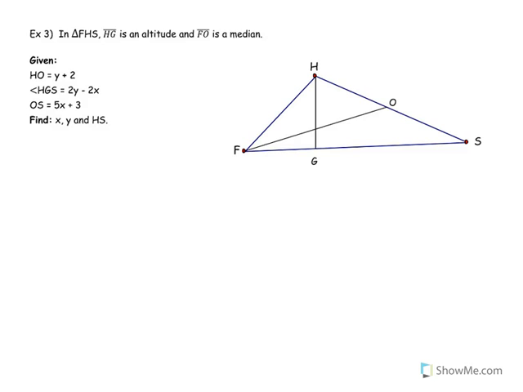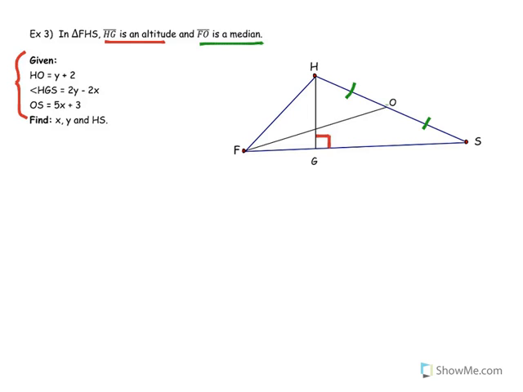So if we look at example 3, it says, given that in triangle FHS, HG is the altitude and FO is the median. And then we have a bunch of given information here, but first let's figure out what it means in the picture to be an altitude and what it means to be a median. So if HG is the altitude, that means that they've intersected here at perpendicular, right? HG is perpendicular to FS. And since FO is the median, that means that O is the midpoint of the opposite side, and it has split the segment HS into two congruent pieces, HO and OS.